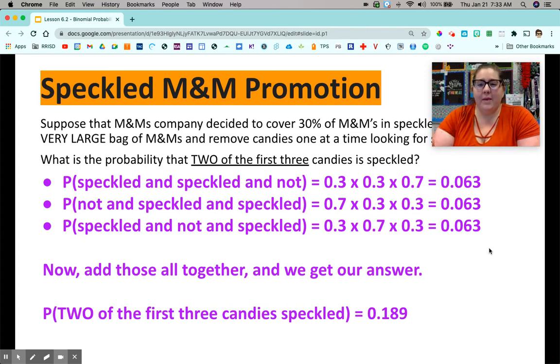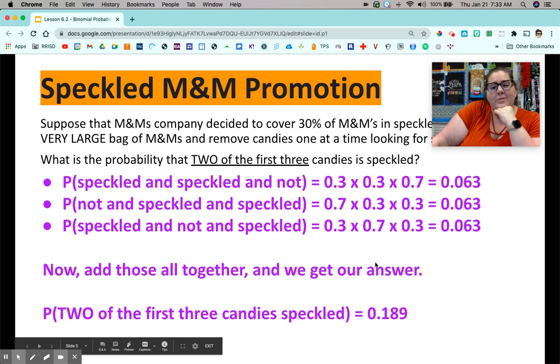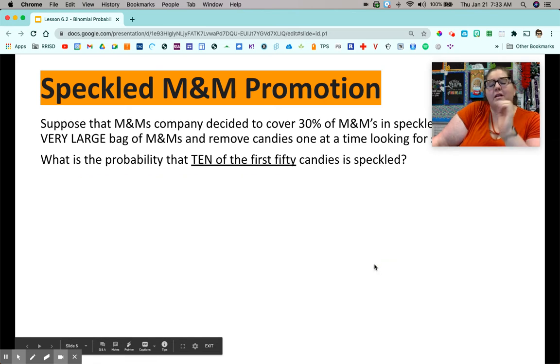You might start seeing some patterns, like for example, all 3 of our options for this one had the actual same probability, and the same thing happened on the previous one. We just had to know how many options there were. So there are ways to make this a little bit shorter.